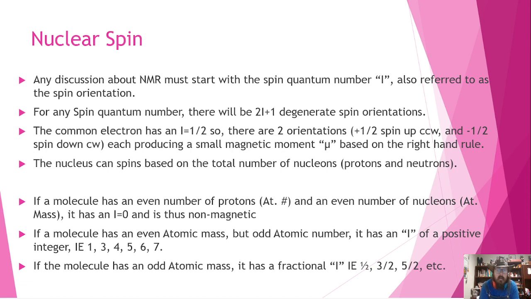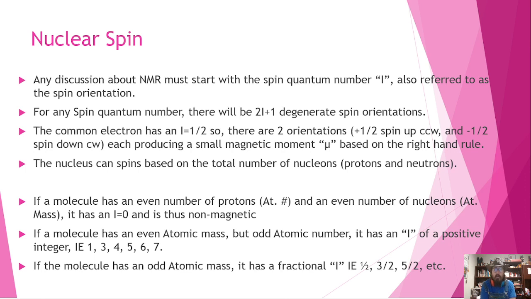And here's the weird thing. If a molecule has an even number of protons, so atomic number even, and an even number of nucleons, so even mass, even proton count, it has an I of 0, which means 0 times 2 is 0, plus 1, it has 1 spin orientation. Thus, it has no magnetic moment.